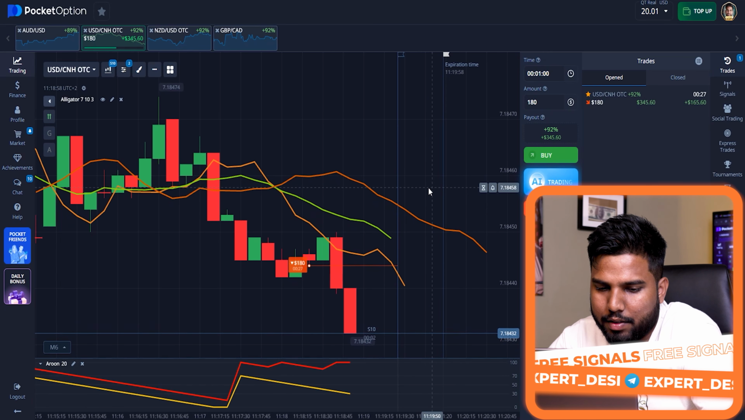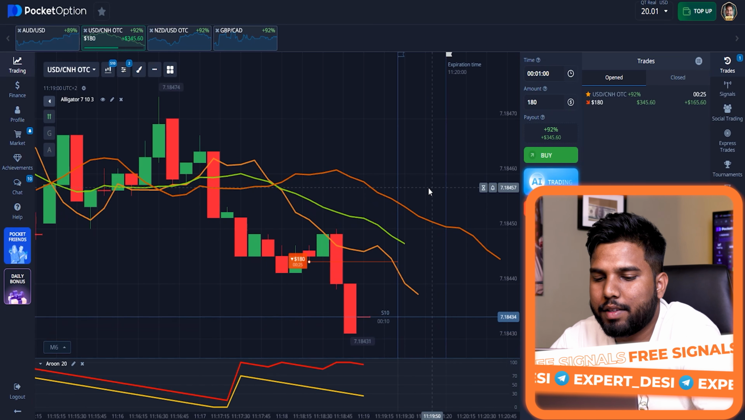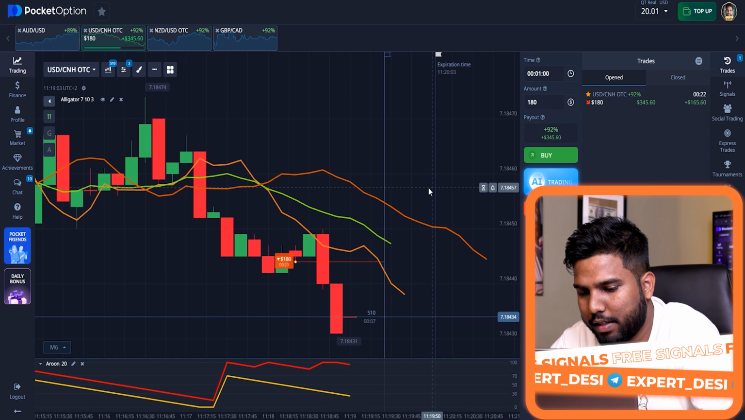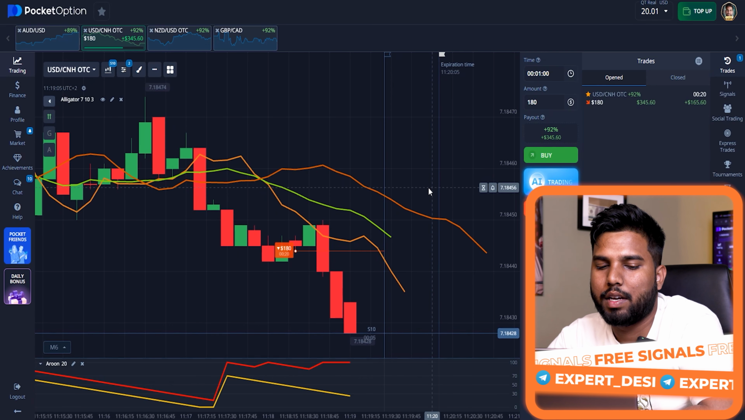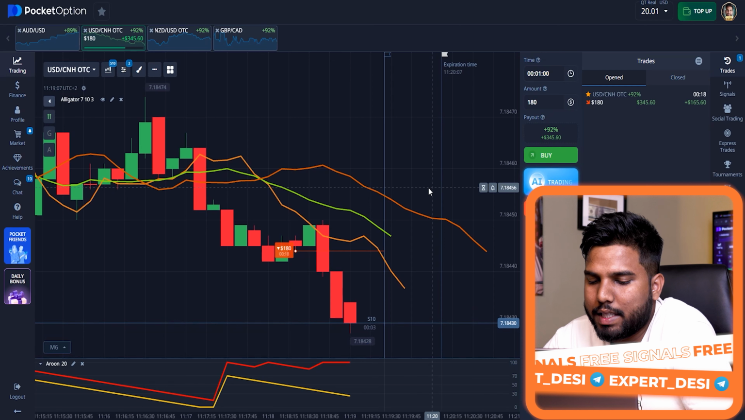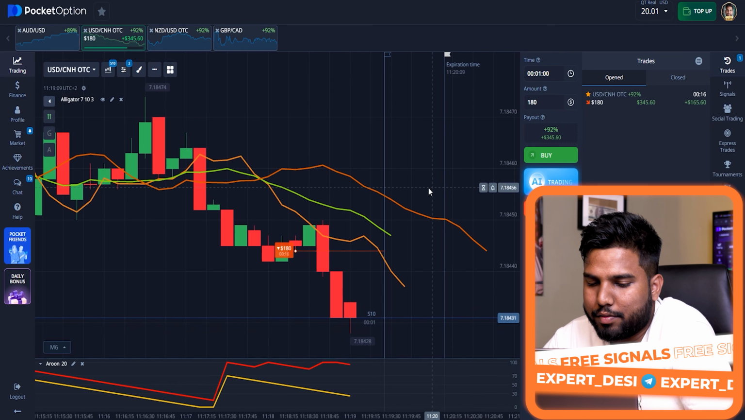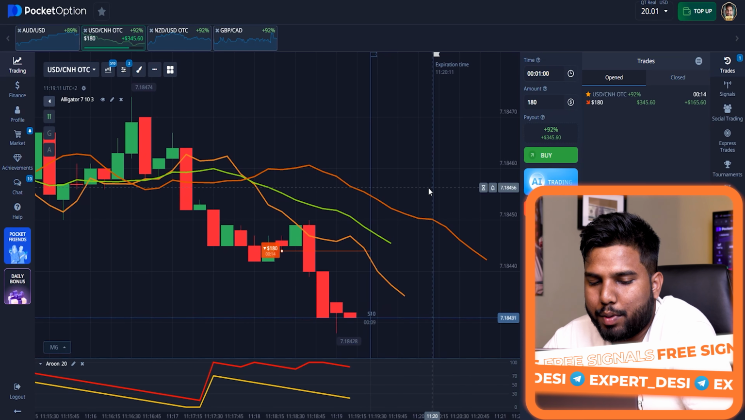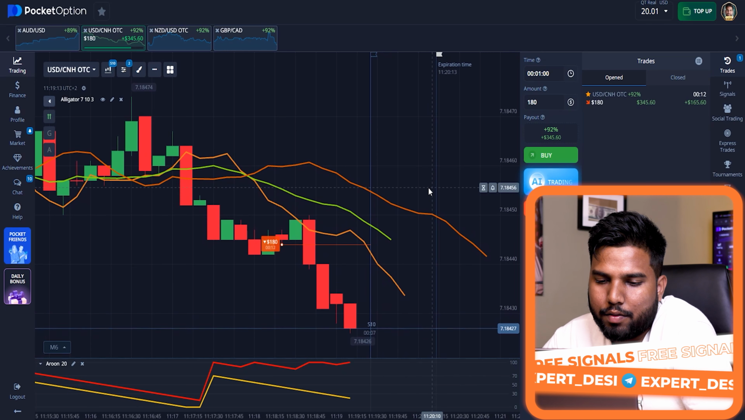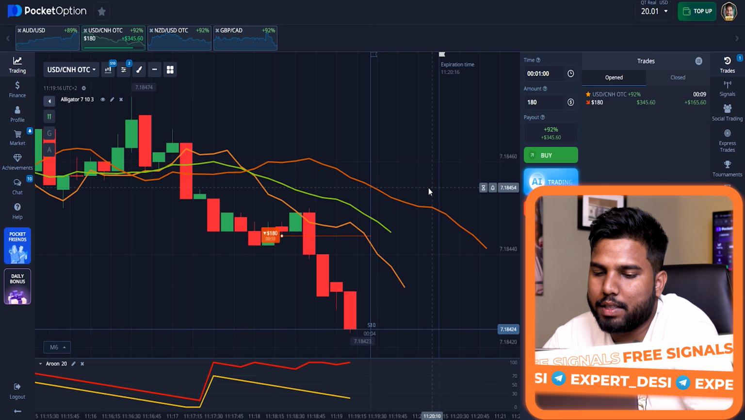So two lines, plus and minus. The plus line is the yellow line, and the minus line is the red line. If the minus line is above the plus line, it means the market is going down, and we can just follow the trend and make money in such situations.